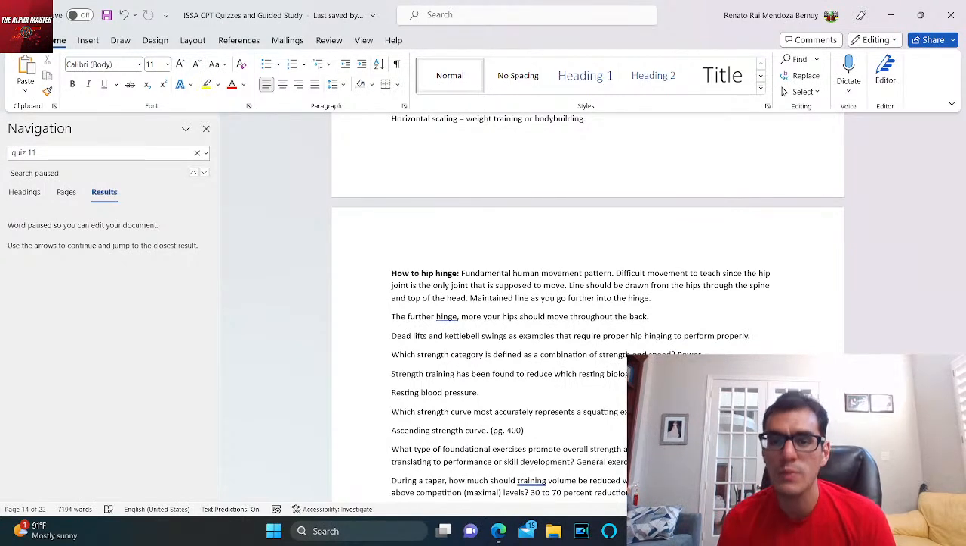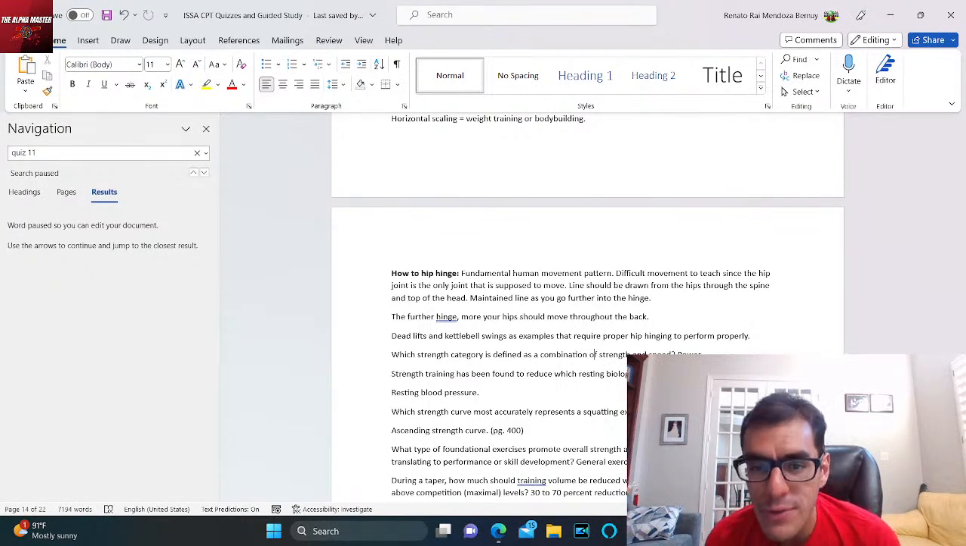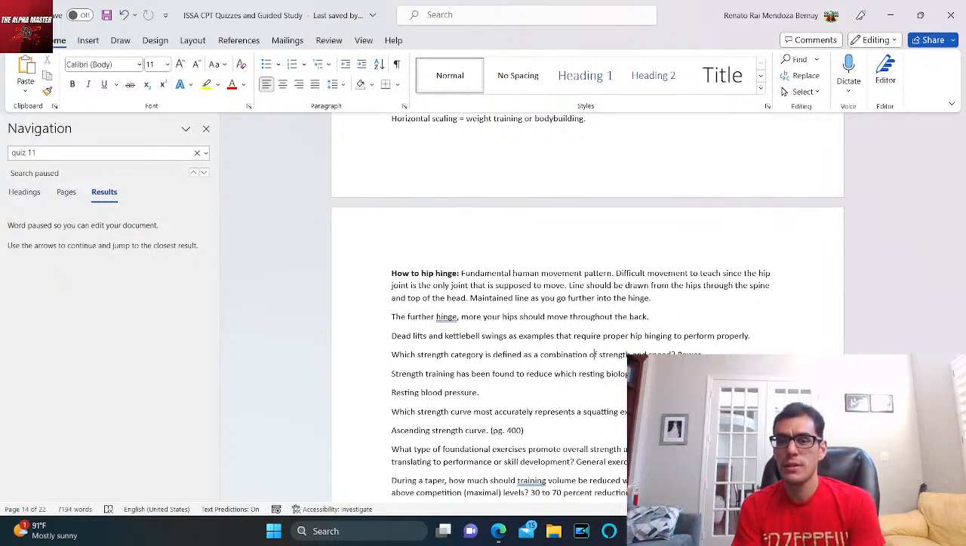How to hip hinge: a fundamental movement pattern, a difficult movement to teach since the hip joint is the only joint that is supposed to move. A line should be drawn from the hips through the spine and top of the head. Maintain the line as you go further into the hinge. The further you hinge, the more your hips should move throughout the back.